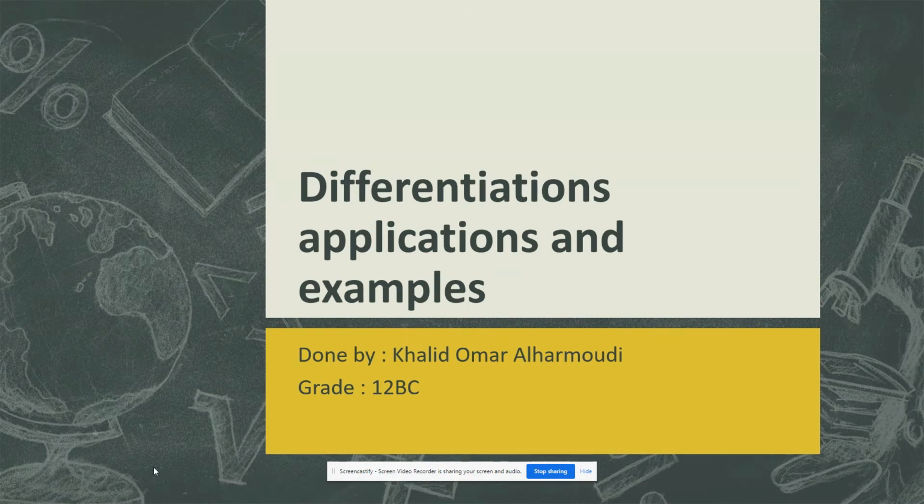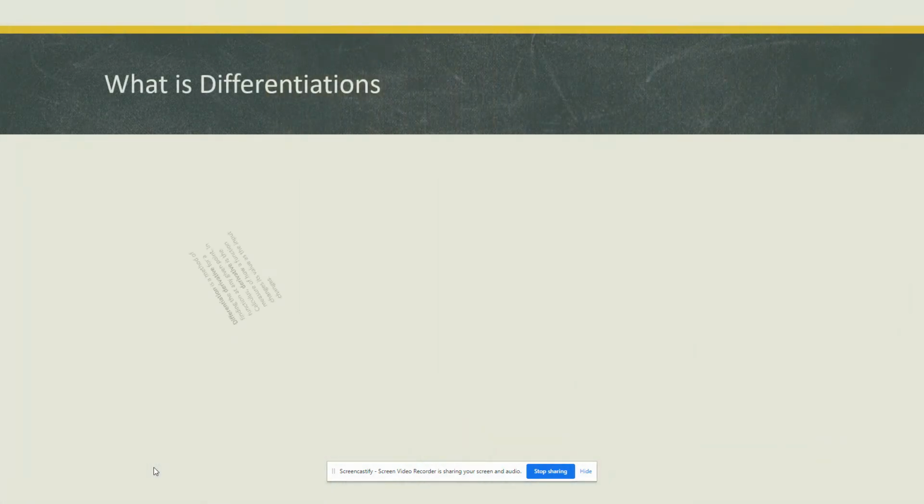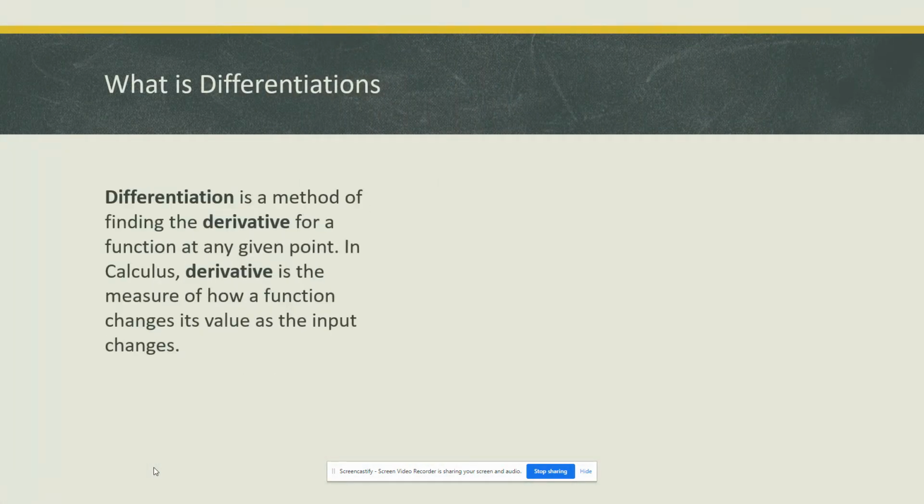Today I'm going to give you a brief presentation on differentiation, applications, and examples. So, what is differentiation? Differentiation is a method of finding the derivative for a function at any given point. And what is the definition of the derivative? The derivative is the slope of a line that lies tangent to the curve at the specific point. So, in simpler terms, the derivative measures the steepness of the graph of a function at some particular point on the graph. Thus, the derivative is a slope.